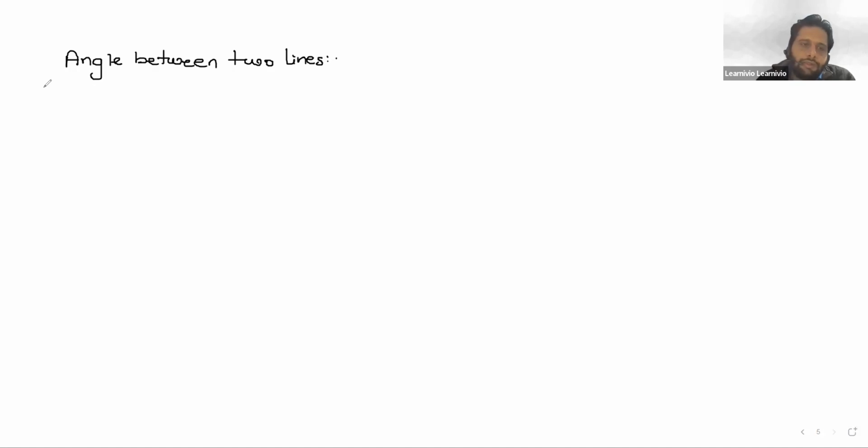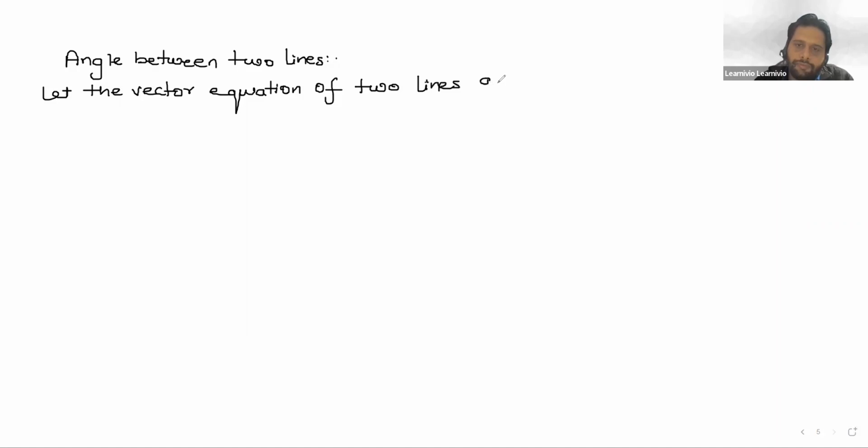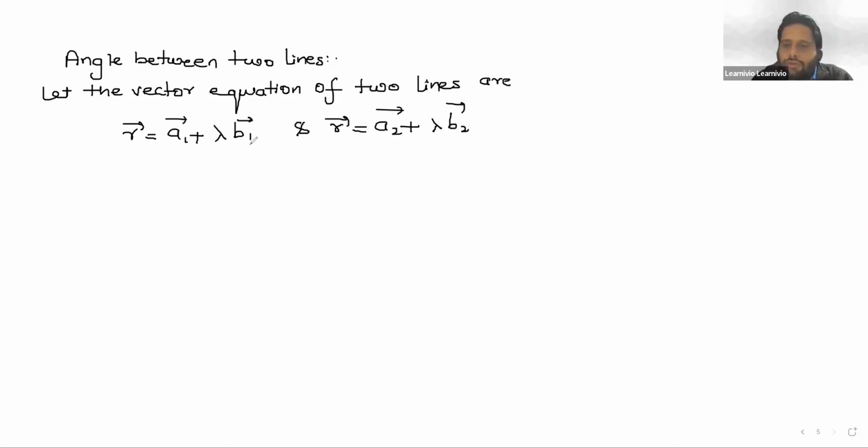Angle between two lines. Let the vector equations of two lines be r is equal to a1 plus lambda b1 and r is equal to a2 plus lambda b2. Okay, we have two lines whose vector equations are given. This is line L.